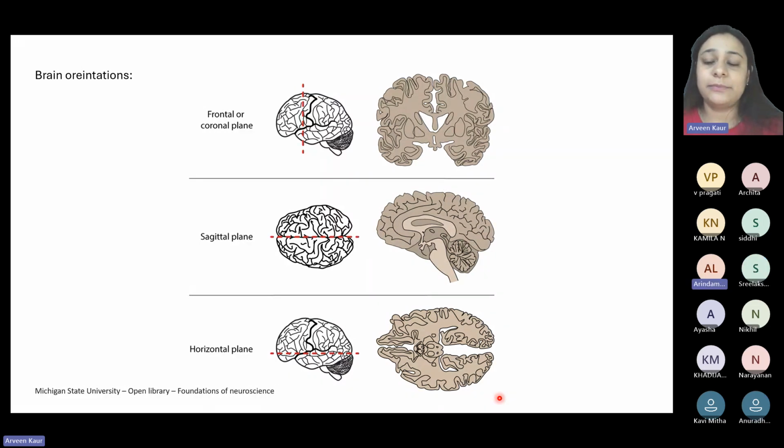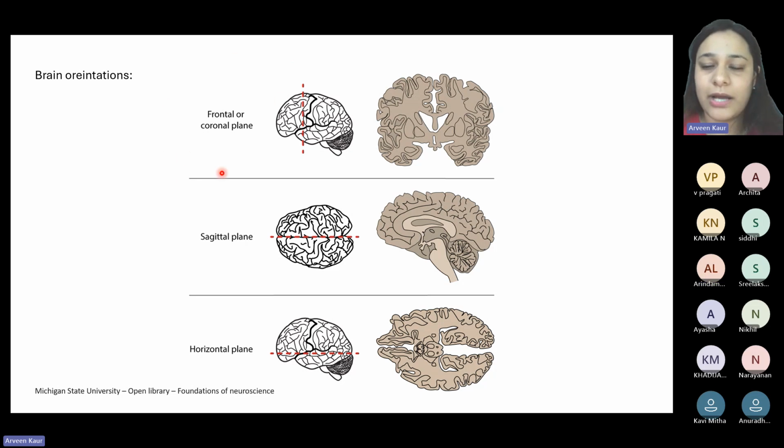So, when you take a brain, you can cut it into sections in different planes, and depending on which plane you are making a cut in, these names will differ. The first one that we will talk about is the frontal or the coronal plane.